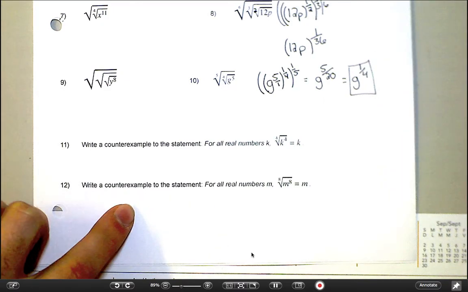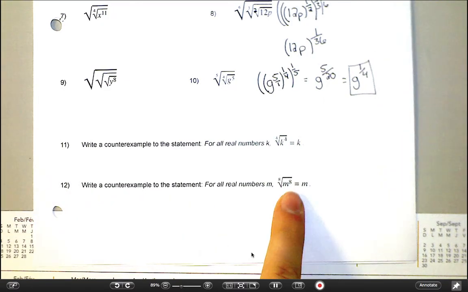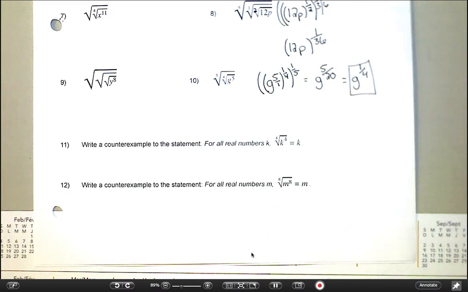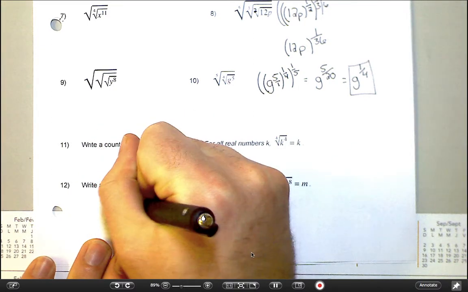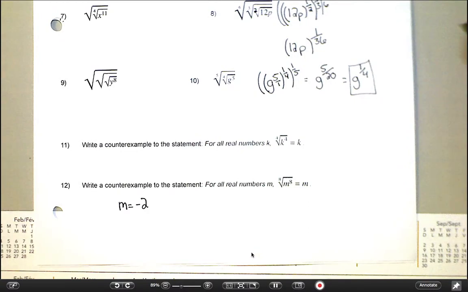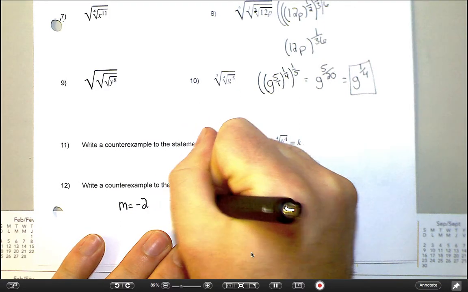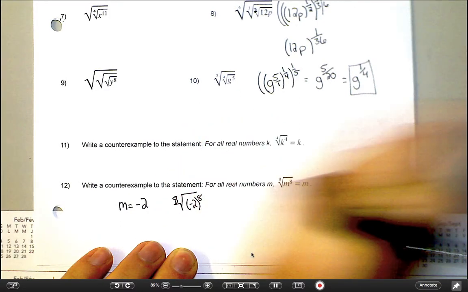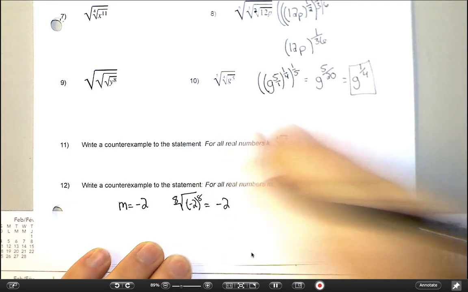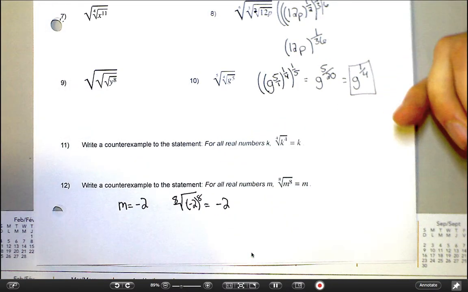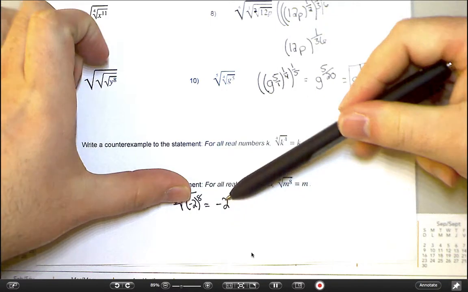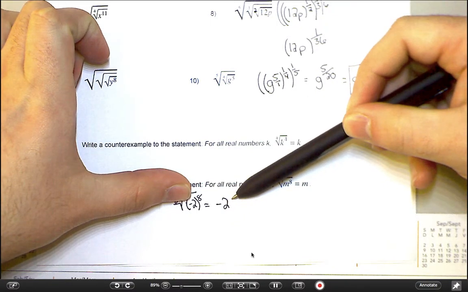We need to write a counterexample to this statement. So a counterexample is just an example that doesn't work. So I need to pick a value of m that doesn't work. I'm going to say that our value of m is -2, and we'll talk through this one, and then we'll see what other values of m would also work. So I'm going to take that -2 and plug it in for m. And essentially, once I plug that in, this really just becomes like a check when we're solving. So I have my m plugged in. I just want to see, does this thing actually work out?